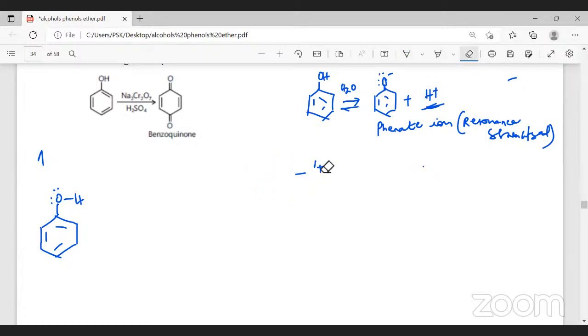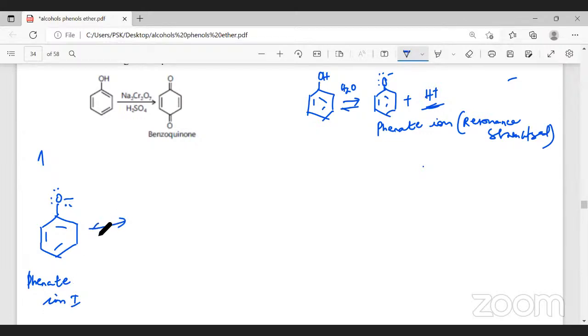Now, this is the representation of phenol. Phenol dissociates to form a phenoxide ion. I've represented a phenate ion here. Now, in order to write the resonance structures of the phenate ion, this H plus is gone. That means this minus sign indicates 2 electrons. So we'll represent 2 electrons like this. This is the phenate ion, the first resonance structure of the phenate ion.